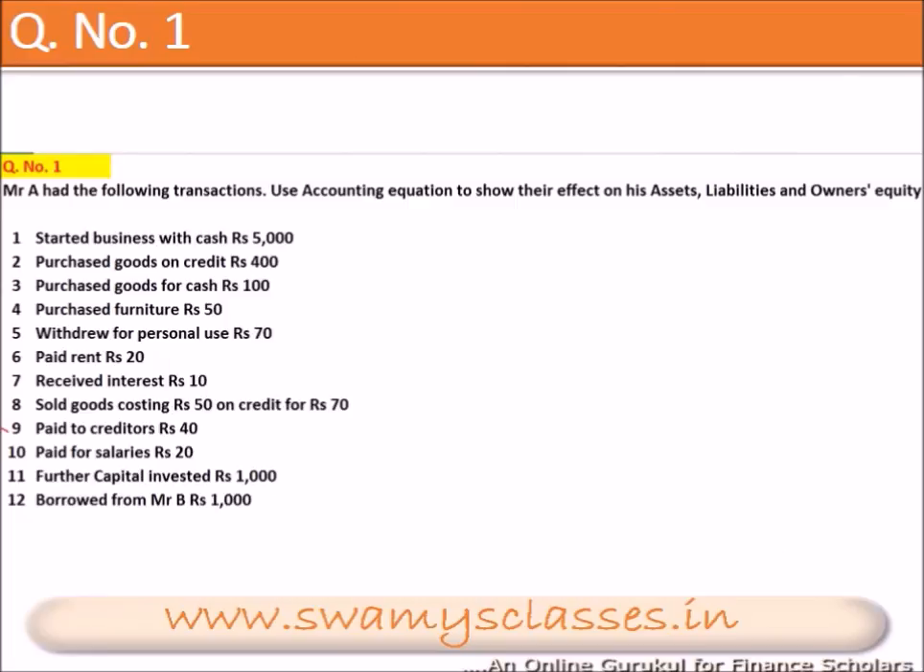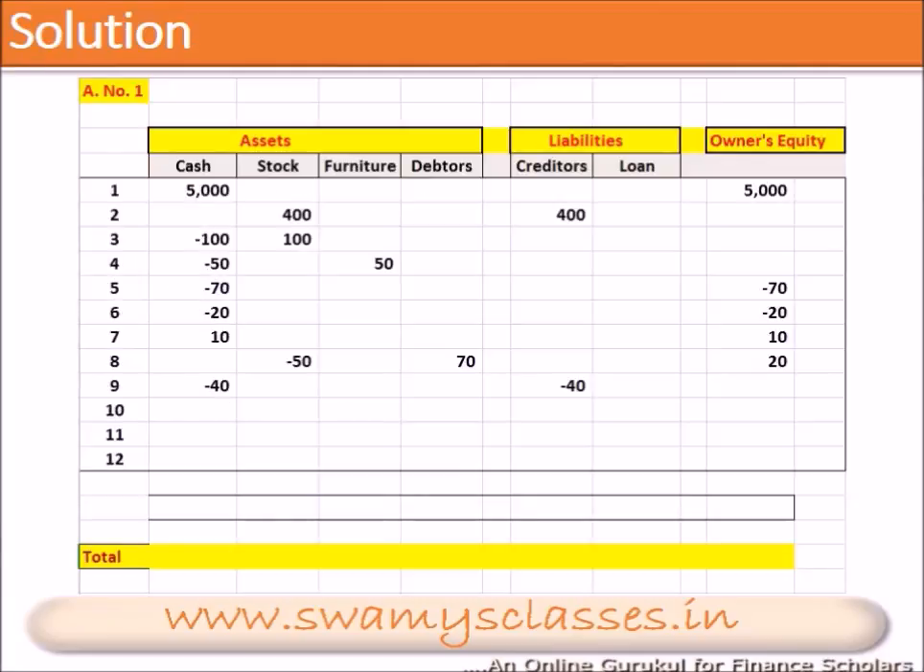Coming to the ninth, paid to creditors 40 rupees. You can make a very easy guess here. When we pay, obviously your cash will go down. And having paid, your creditors balance should also go down because you already paid them. So your assets goes down by 40 rupees cash. Liabilities goes down by 40 rupees in creditors.